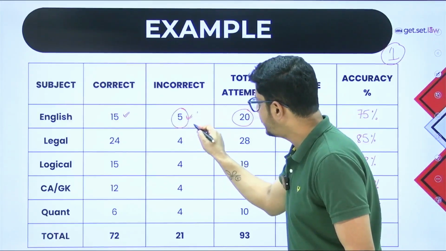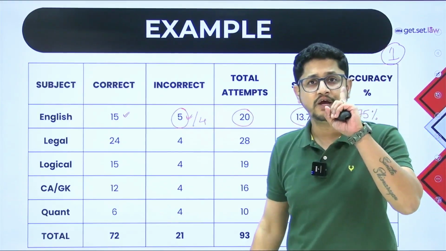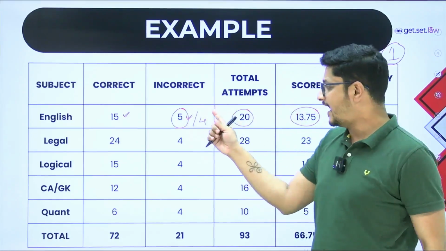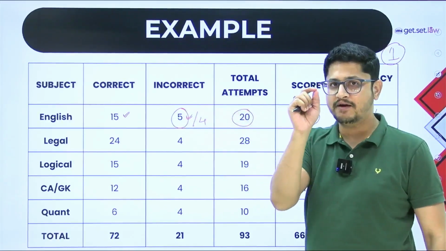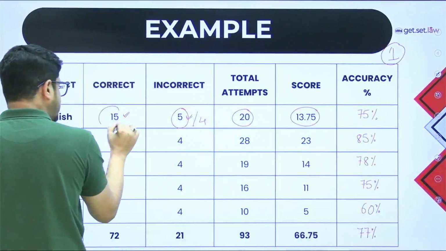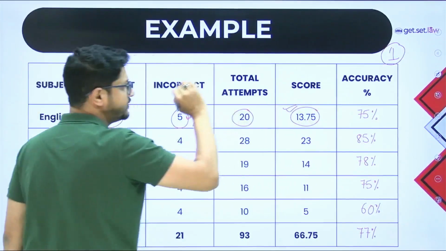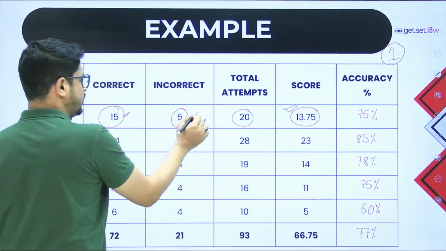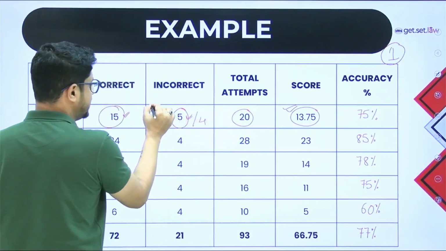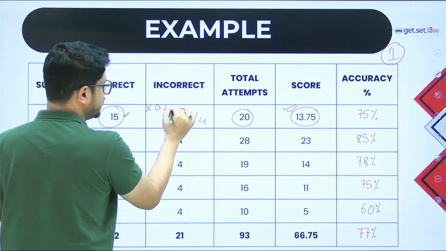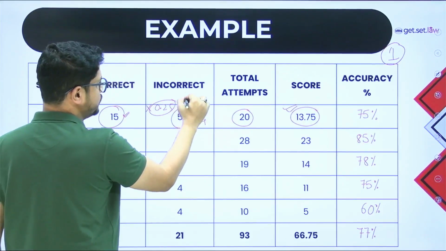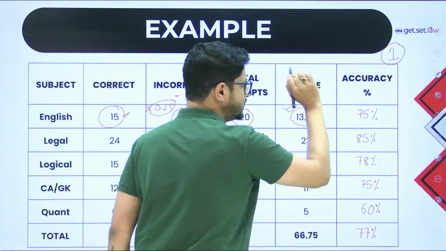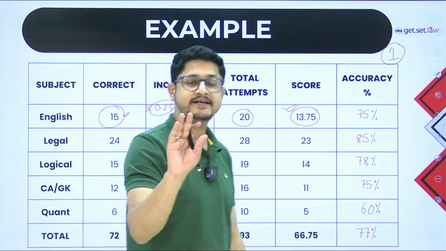5 has to be divided by 4, because for every one wrong 0.25 is deducted. Yes or no? That's why I need to divide this, and the marks I get from that I'm going to deduct from 15, and that is the reason I'm going to get 13.5. Meaning, 5 wrong means how many marks did I lose, and we can do it in a different way, or you can multiply with 0.25. If you multiply 5 with 0.25 you will get 1.25, and this was negative, so 1.25 gone from 15, 13.75 came. Okay, that is how you calculate the score.